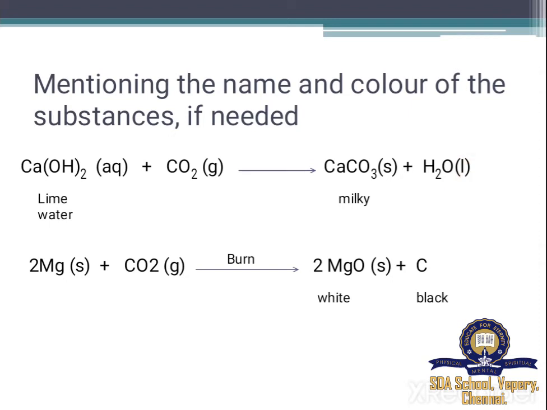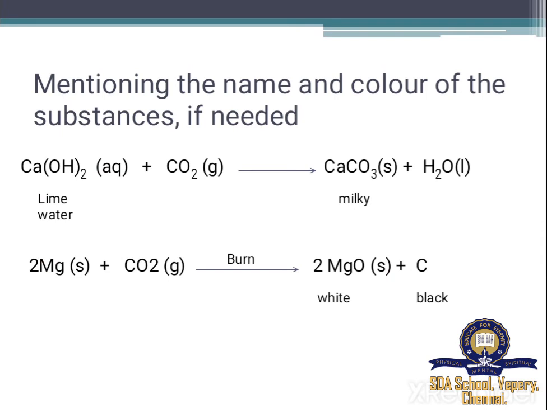So in the next example, you see two portions of magnesium which is in solid state reacts with one portion of carbon dioxide which is in gaseous state. Under burning condition, it will give two portions of magnesium oxide which is in solid state, and this is white in color. Along with this, it gives one portion of carbon, and this is black in color. See, this simple chemical equation can give more information, right?